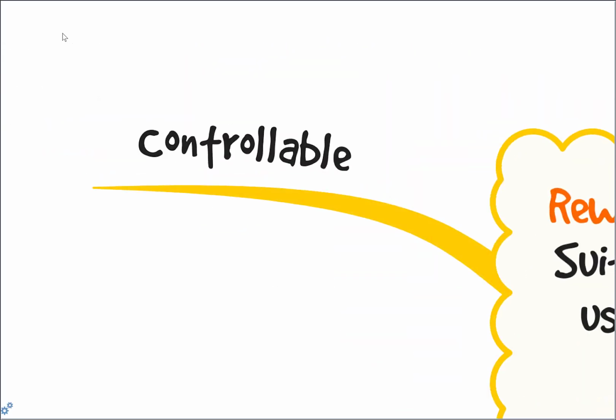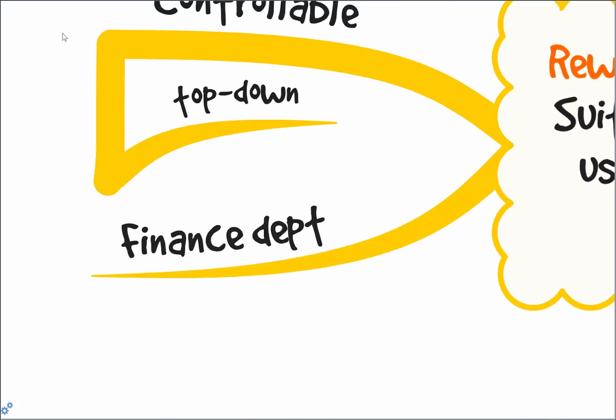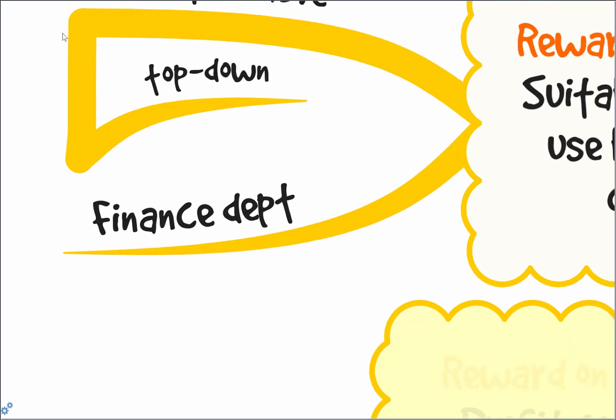The next thing is the controllability of this budget. Is this budget on controllable performance? Is the budget top down? Who prepares the budget? What about the budgetary figures? These are questions that you can raise when you evaluate reward on budget.